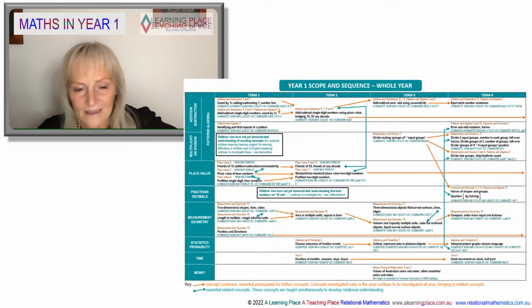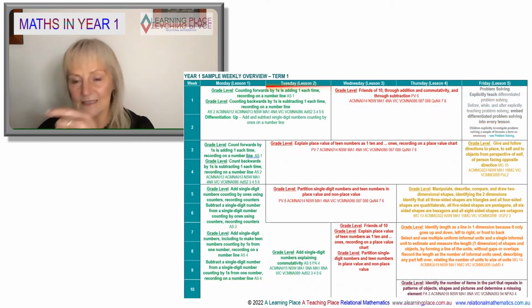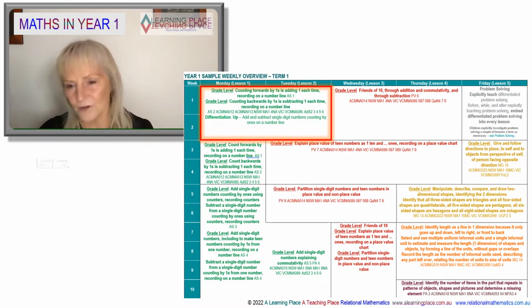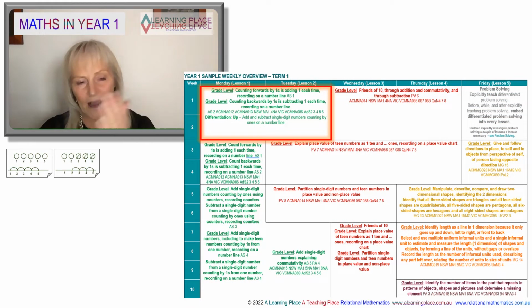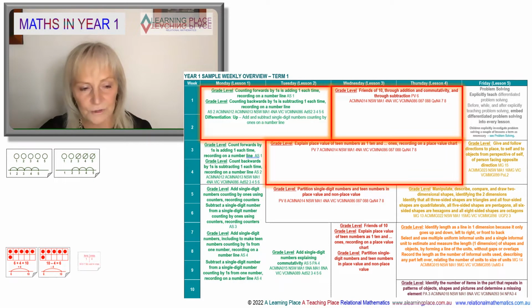Year 1, let's open the scope and sequence. Term 1 is all the counting concepts that they did in kindergarten, but now we're looking at a number line and learning how a number line actually works. And we're also going to be looking at those place value concepts that we investigated in kindergarten, but now we're going to do it formally.